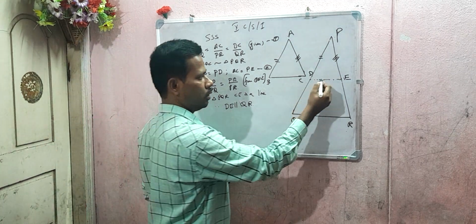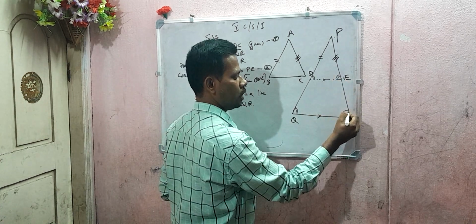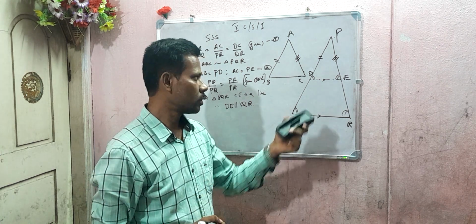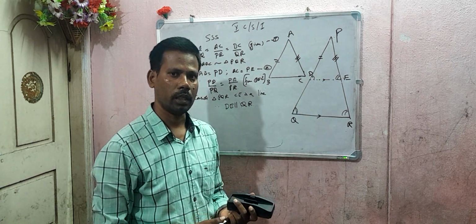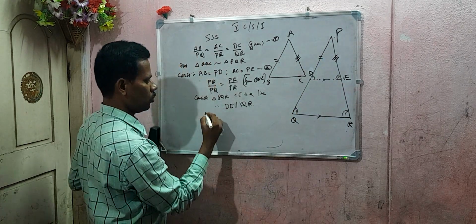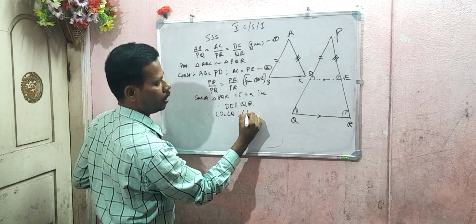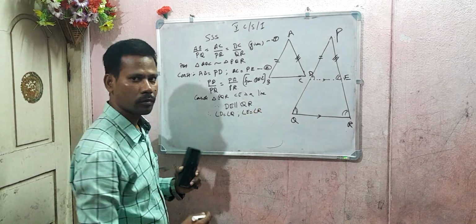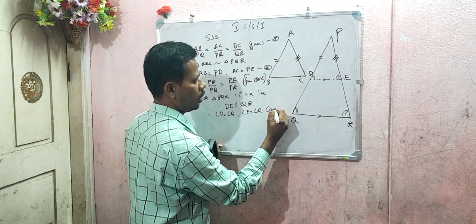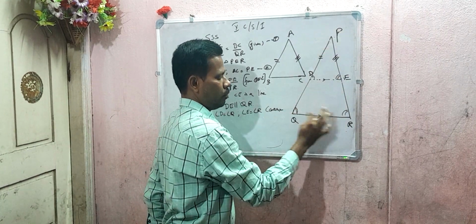Right? Now, if this is parallel to this one, what can you say about this angle? What type of angles are there? Are they alternate angles or corresponding angles? They are not alternate angles, they are corresponding angles because they are lying on the same side of the transversal. One is exterior, one is interior. So therefore, angle D is equal to angle Q, angle E is equal to angle R because they are corresponding angles. Here you can write corresponding angles.